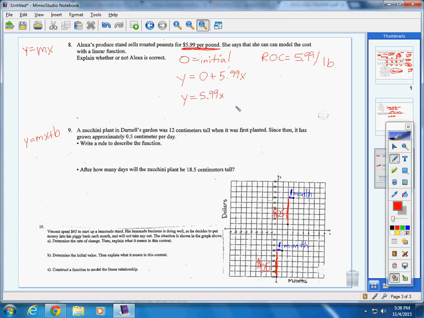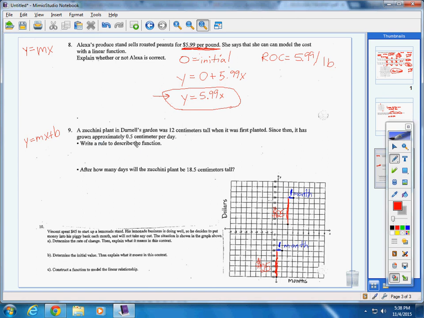Okay? If you don't believe me, once again, you can create an XY chart. You can plug in a few values for x. And you'll notice the rate of change never changes. So if you were to graph this, you would see a straight line. Okay, that means it's linear. So, explain whether or not Alexa is correct. The answer is Alexa is correct. She can represent the linear function as y equals $5.99 times x. x represents the number of pounds of peanuts.